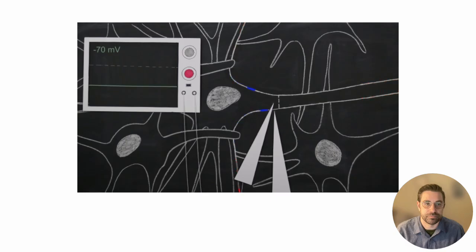EPSPs and IPSPs are conducted rapidly and decrementally from their site of origin to the axon initial segment. If the sum of EPSPs and IPSPs reaching the axon initial segment at any moment is sufficient to depolarize the membrane above the level known as the neuron's threshold of excitation, then an action potential is generated. An action potential is a large, rapid reversal of the membrane potential. For example, an action potential might involve a reversal of the membrane potential from about -70 to about +45 millivolts.